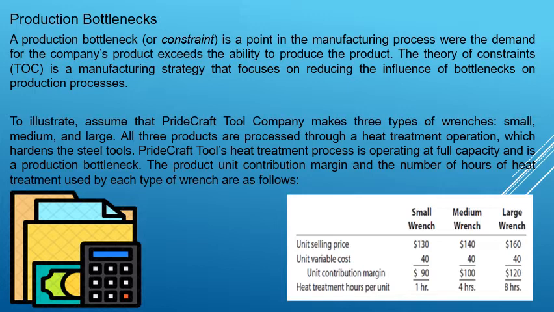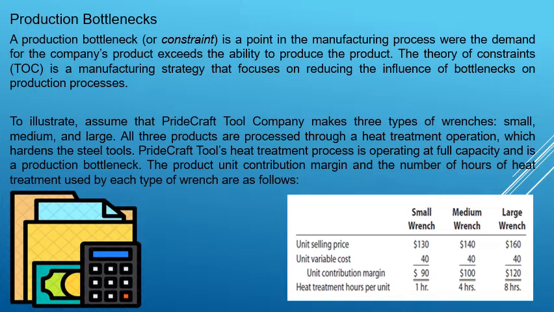When a company has a production bottleneck in its production process, it should attempt to maximize its profit subject to the production bottleneck. In doing so, the unit contribution margin of each product per production bottleneck constraint is used.